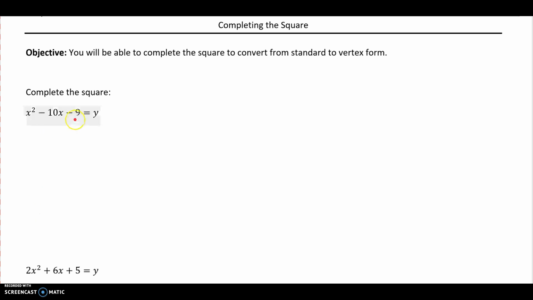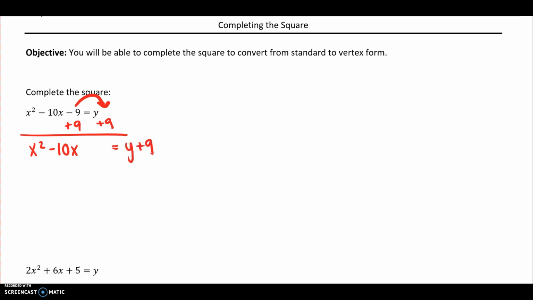The first step on completing the square is to move the constant over to the other side. So in this case, in order to move over the minus 9, we're going to add 9 to both sides, because minus 9 and plus 9 cancels, gives you 0. And then we have x squared minus 10x, and I'm going to leave a space here for a reason, which I'll talk about in a second, equals y plus 9. So just move that constant over.